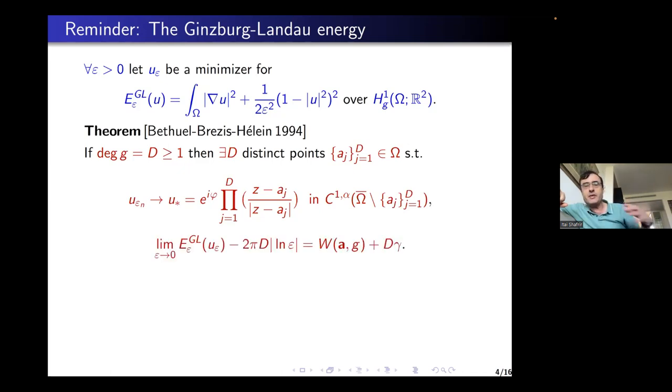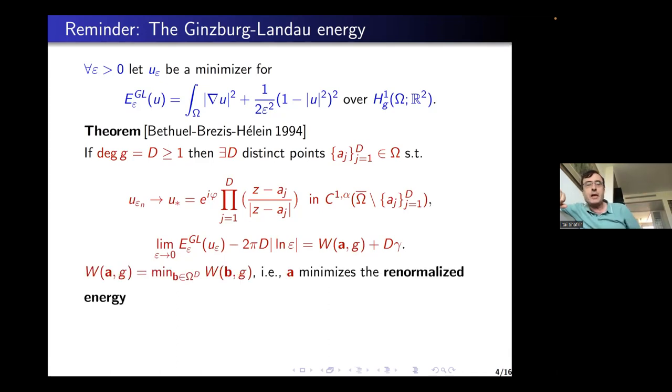And what about the energy itself? It blows up, but it blows up at a logarithmic rate. And if you subtract the core energy, which is 2 pi d log epsilon in absolute value, you find a limit. And the limit is a sum of two terms. The second term is not so interesting to us, it is d times some universal constant. But the first one is very important because it really determines the location of the points. In general, W(b, g) is the renormalized energy associated with the boundary condition g and the d distinct points b_1 to b_d that you consider.